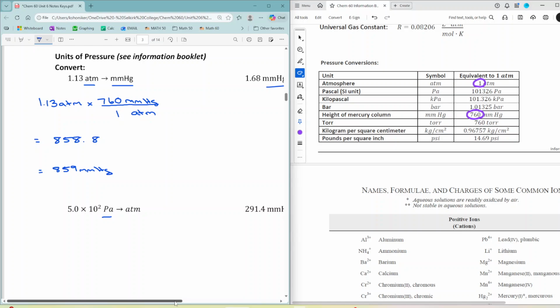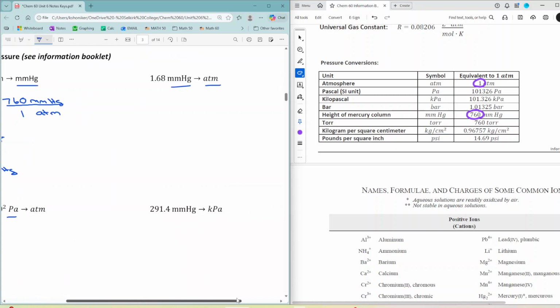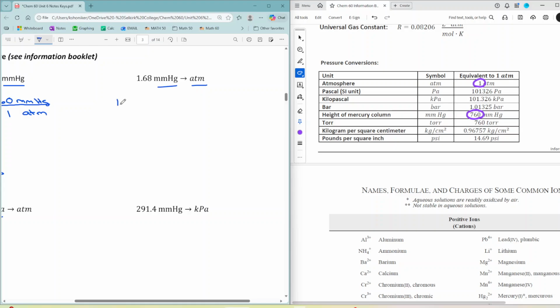Okay, if you've got this, feel free to pause the video and give these a go. Otherwise, if you're not quite sure yet, keep watching. So for this one, we're going to go from millimeters of mercury to atmospheres. The difference here is that this time, the millimeters of mercury are going to go on the bottom, and the atmospheres are going to go on the top. But still, 1 atmosphere is 760 millimeters of mercury.